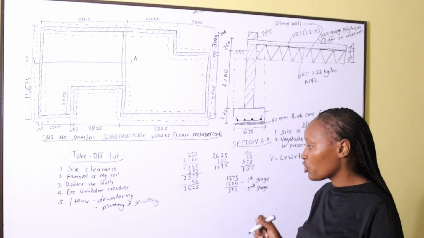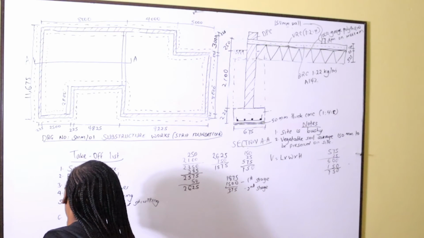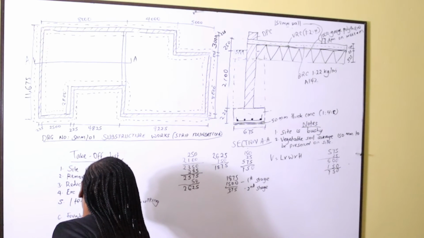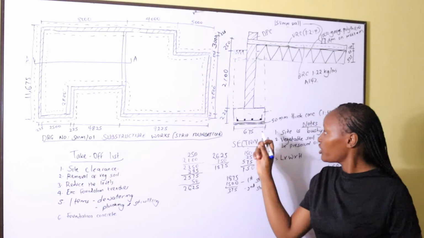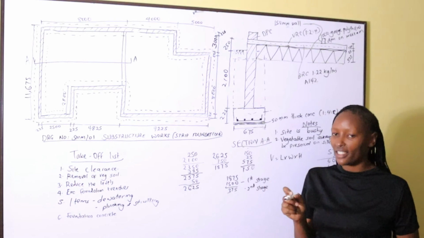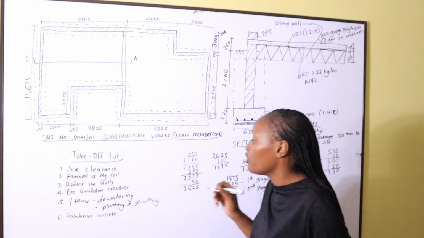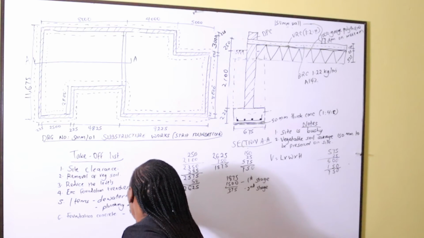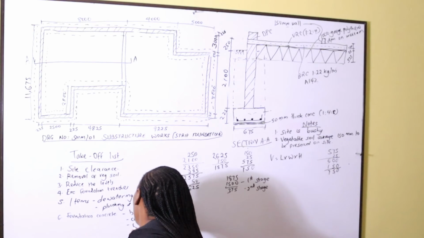All right, the foundation concrete. The foundation concrete should be the next item. You see, in the foundation we have the concrete. We have this concrete here, and we have the blinding. All right, then we have the reinforcements. So all these three items we need to take off. So in the foundation concrete, we need to take off the blinding first, then we need to take off the concrete, then we need to take off the reinforcements.